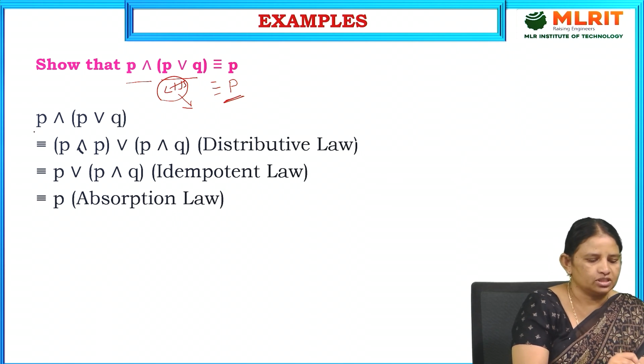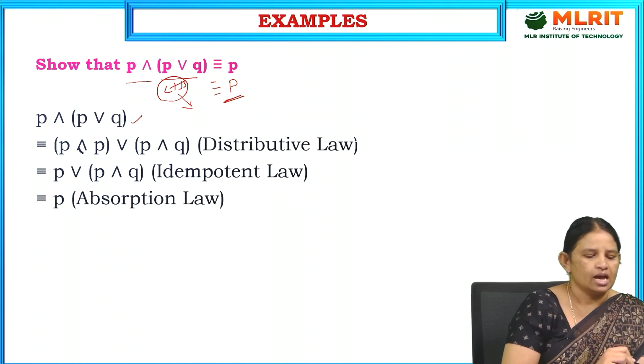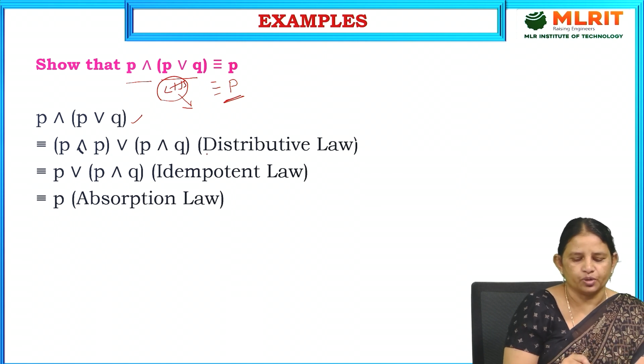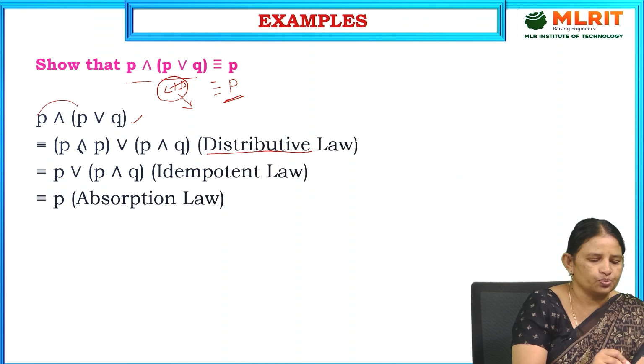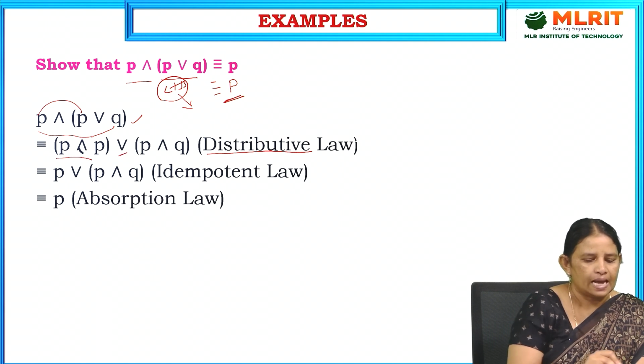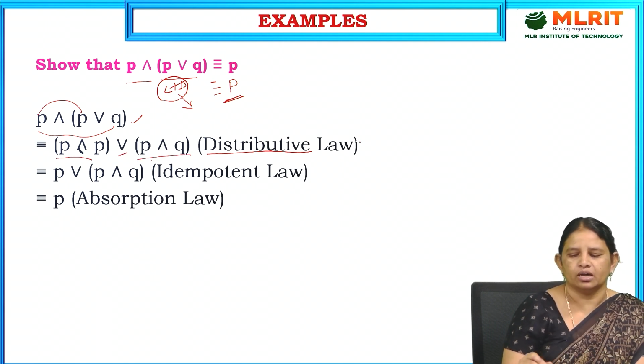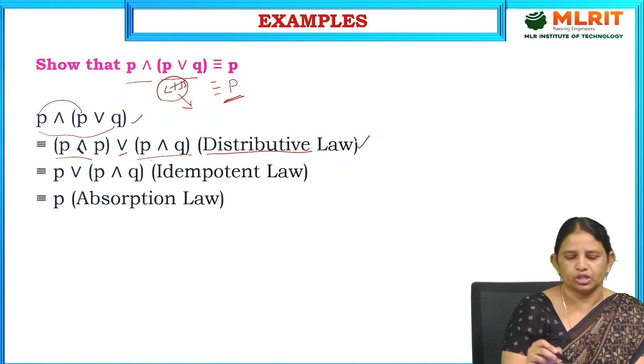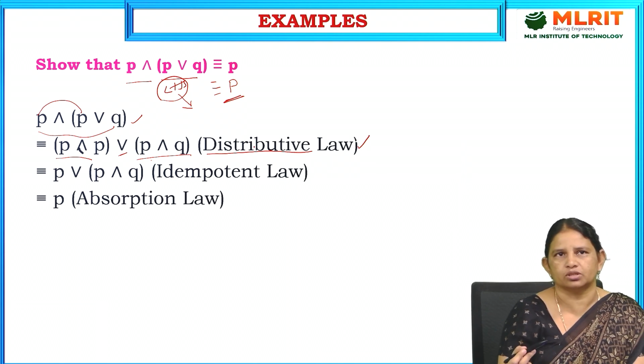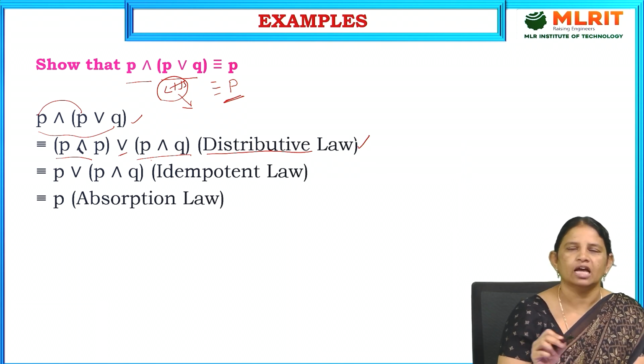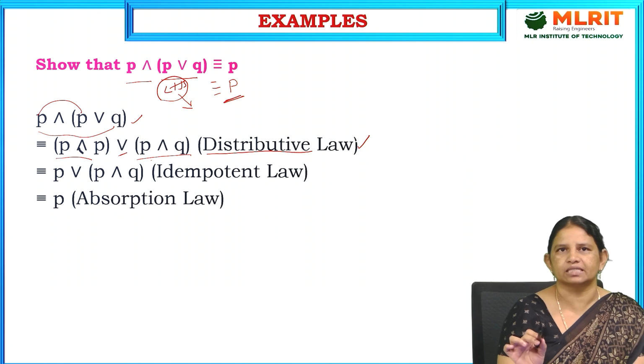Consider the proposition P and P or Q. This is the given proposition. Next, according to the distributive law we already discussed, P is distributed to P as well as to Q. Then we get P and P or P and Q according to the distributive law. In the exam also you have to specify which law is used for the corresponding proposition. Then it is a good impression for the examiners.